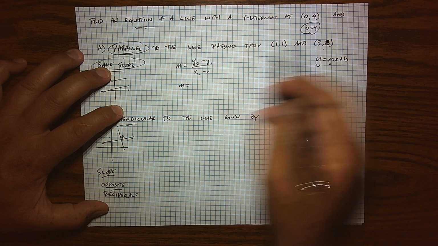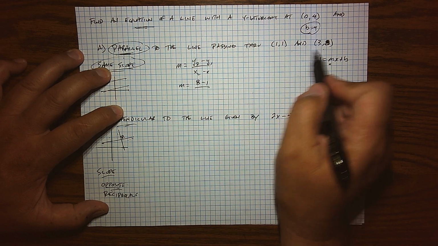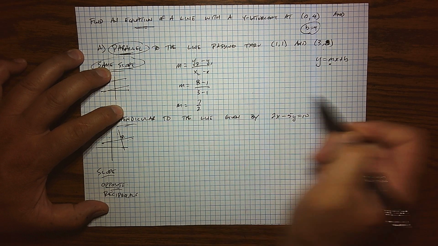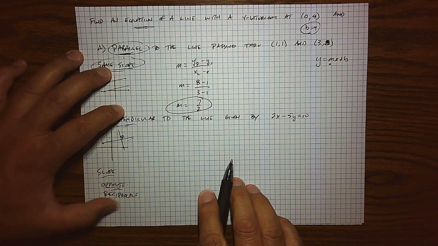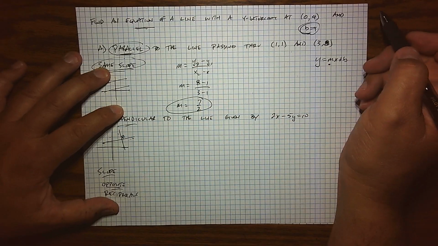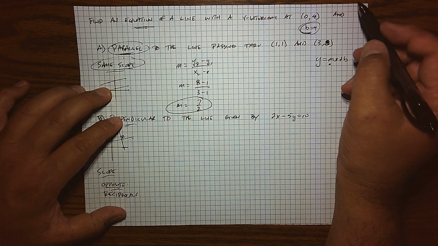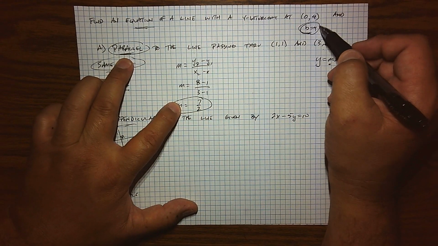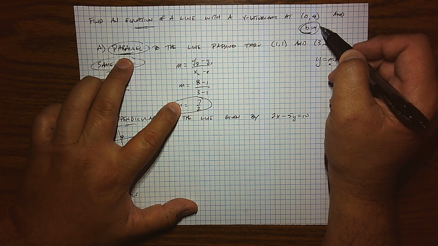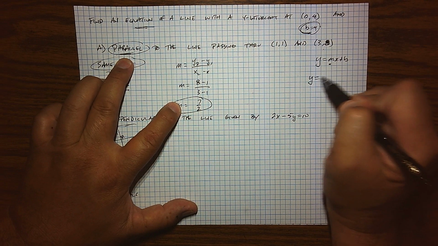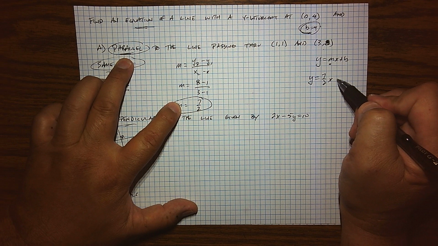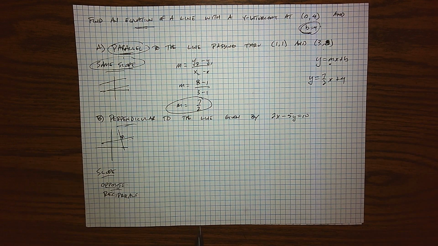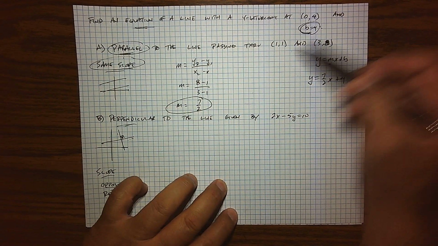We get 8 take away 1 and 3 take away 1, so we get 7 over 2. My slope is 7 halves, and my intercept is (0, 4). How do I find the equation of the line we're looking for? Since it's parallel, it's got to have the same slope, and it's going through that y-intercept. So plugging everything in, we have y equals 7/2 x plus 4. Basically we found a line that has this y-intercept but is parallel to this other line.